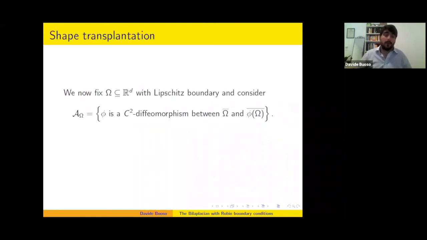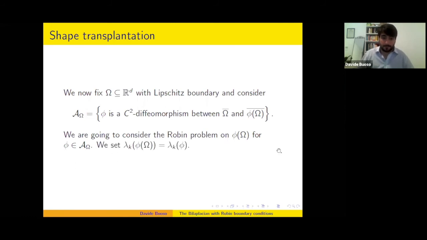So we fix a reference domain omega, which is Lipschitz, and we consider diffeomorphic domains phi of omega. The technique will be to set the problem on phi of omega, pull it back to omega, and then consider the operator as dependent on phi, and then differentiate with respect to phi, which now belongs to a linear space. As a notation, we set lambda k of phi to be the kth eigenvalue on phi of omega.